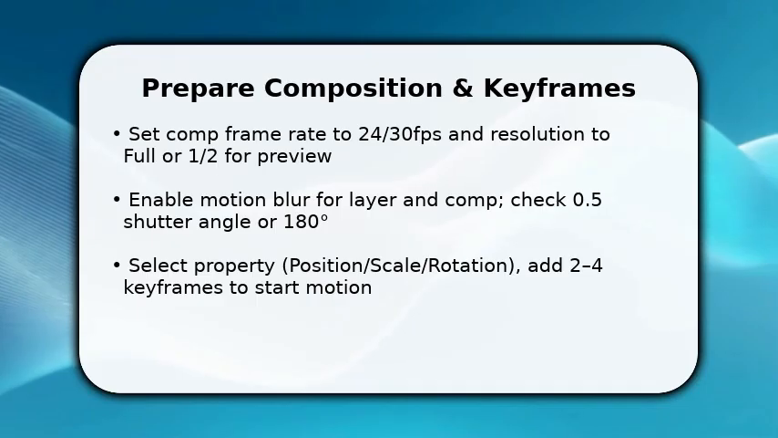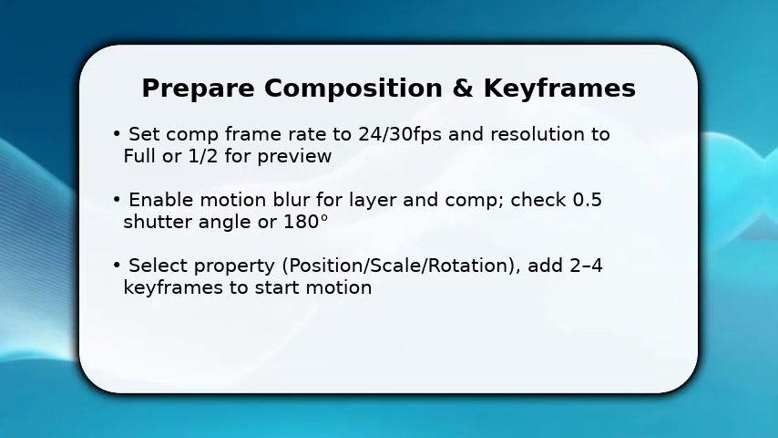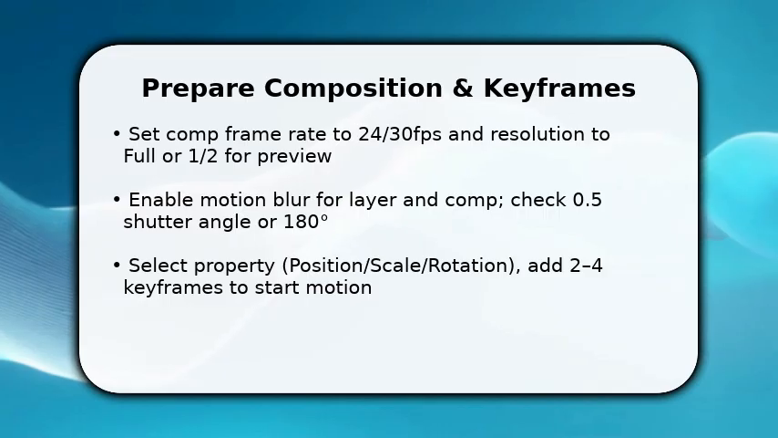You start by preparing the composition and placing just the essential keyframes. Set your comp to 24 or 30 frames per second and confirm layer-level motion blur is on. Then add 2 to 4 keyframes on the property you want to smooth: position, scale, or rotation.